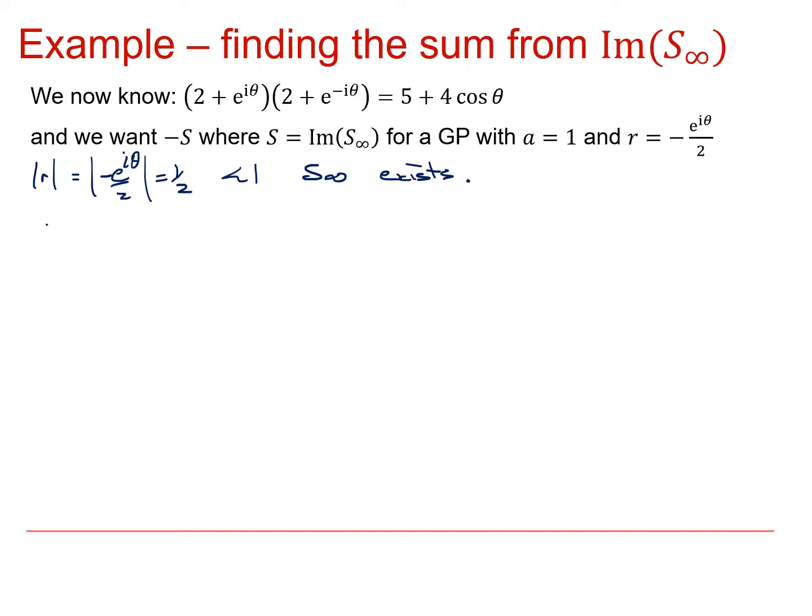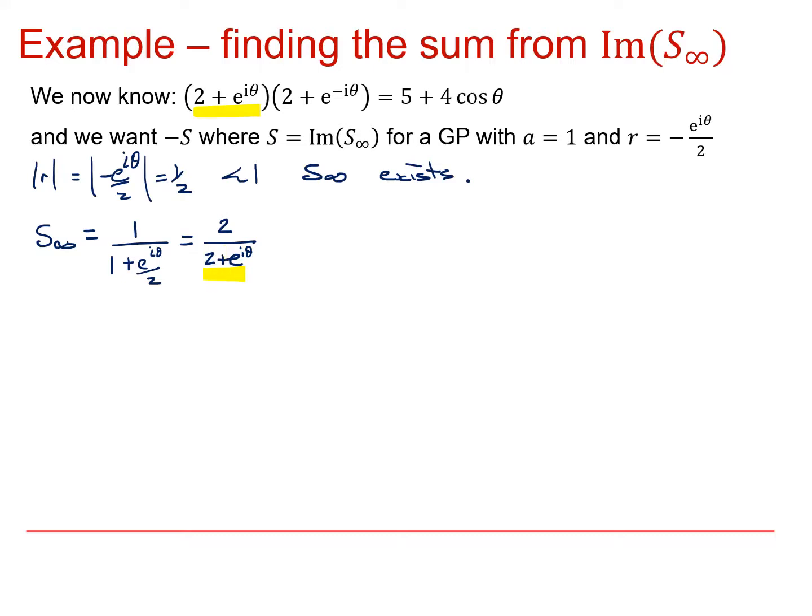So if we now look at the sum to infinity, it is going to be a over 1 minus r, so that's going to be 1 over 1 plus e to the I theta over 2. If I just tidy that a touch, I'm going to get 2 over 2 plus e to the I theta. And this thing here is the same as this that we were asked to work with on the first question.